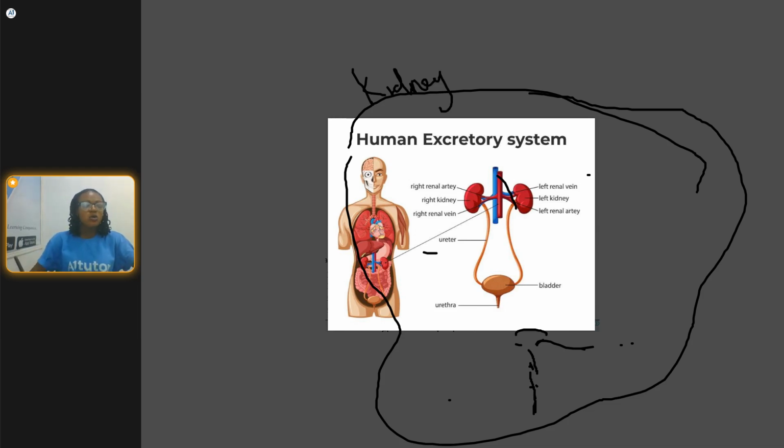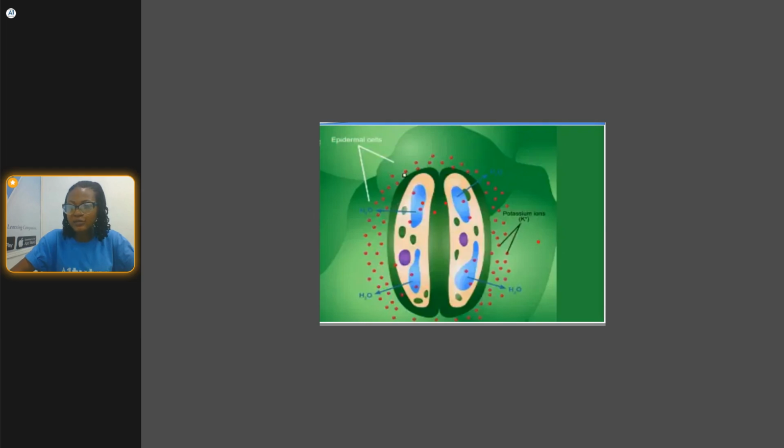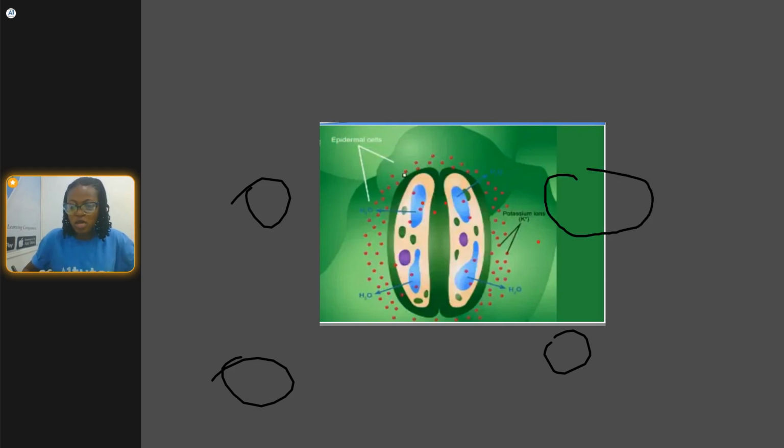All right, for humans. So for plants, we are looking into the stomata. Stomata is an excretory organ of plants. I'm going to show you the structure of the stomata, how it looks like. This is how it looks. So you have water here, you have water here, you have water here. All right, so you have potassium ions here. So this is how the stomata looks like.